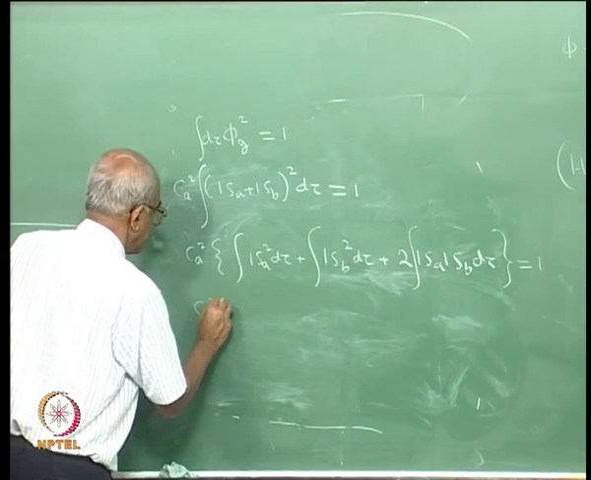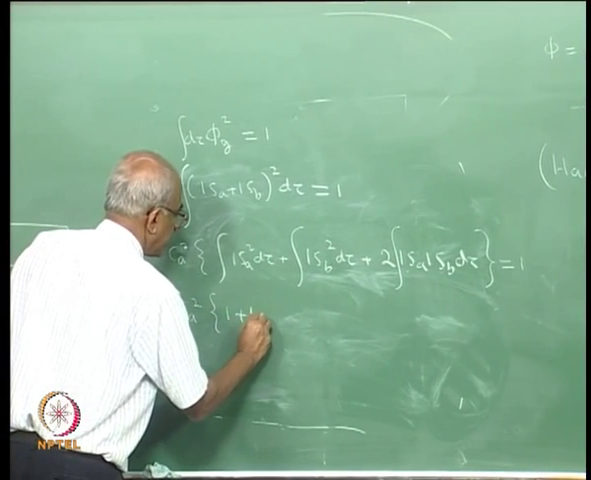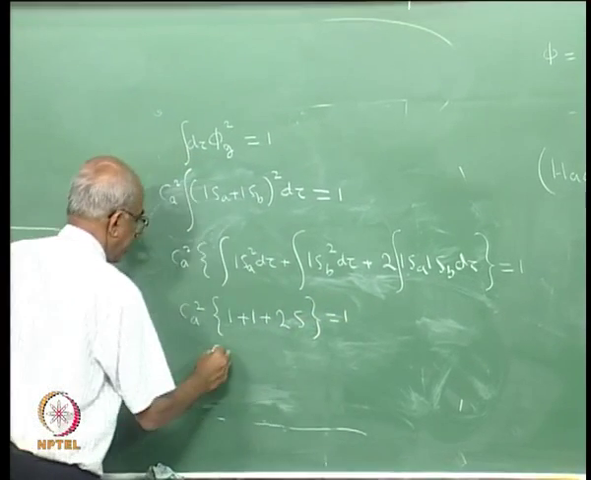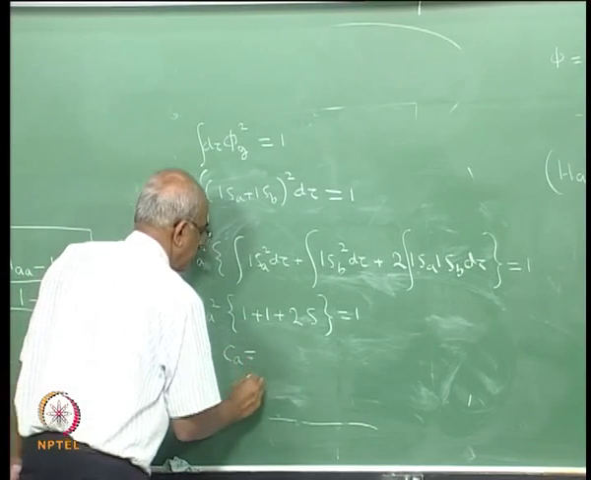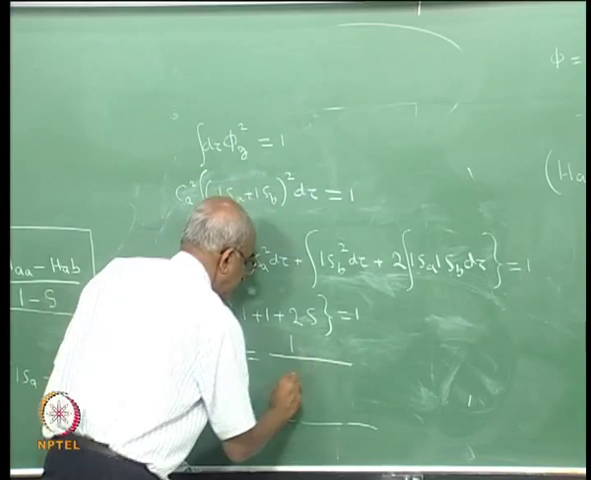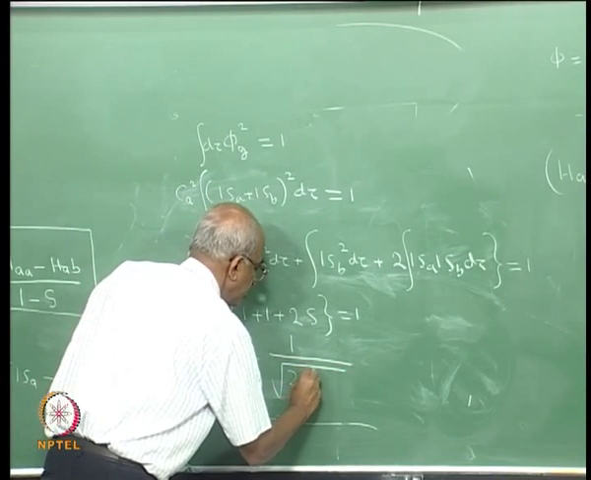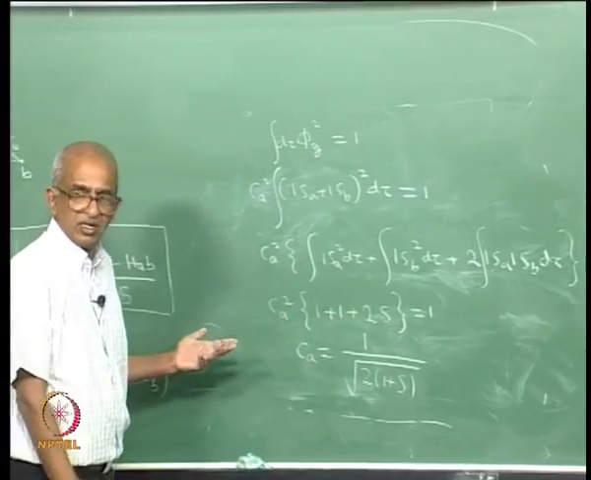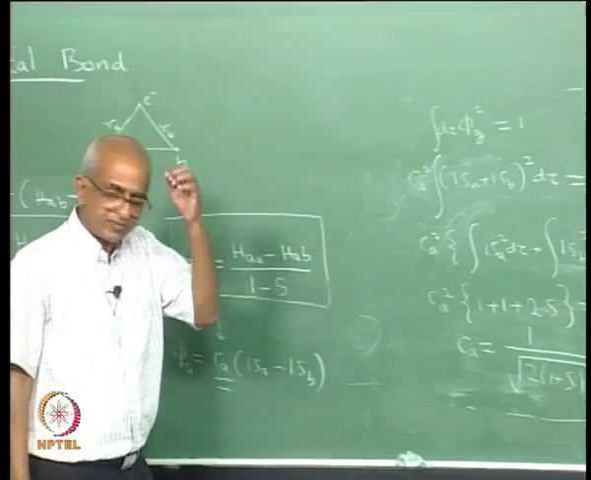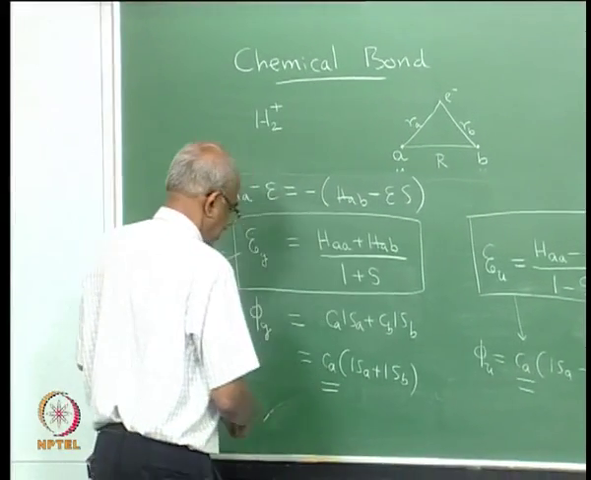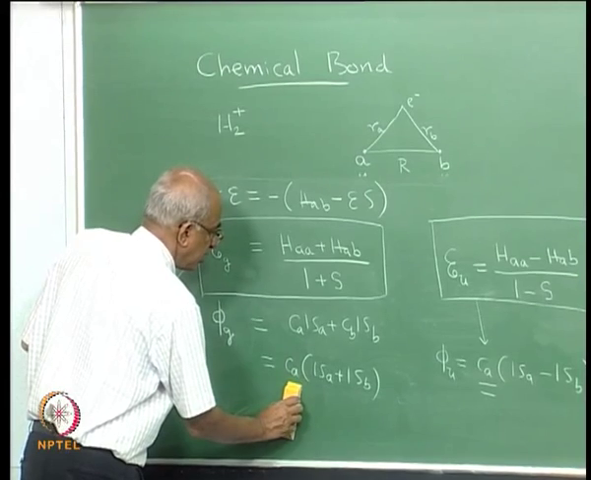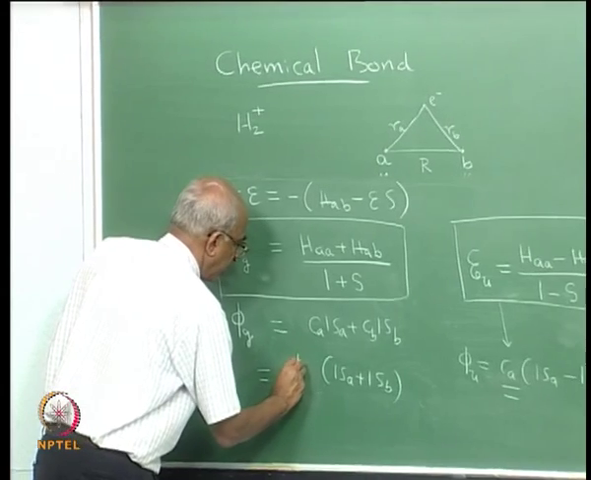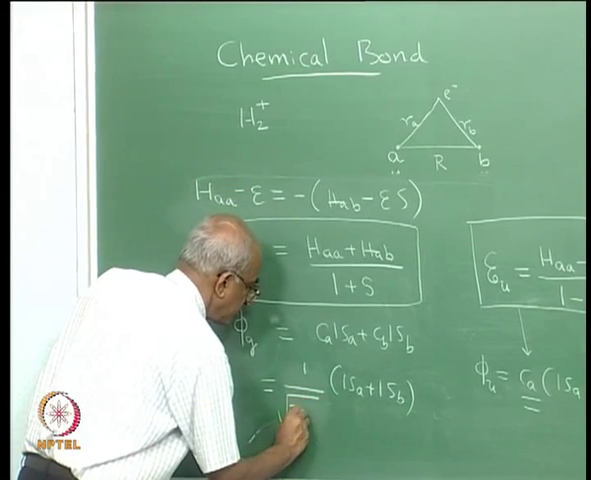And hence what do I find? I find that C A square into 1 plus 2 times S must be equal to 1, which implies that C A must be equal to 1 by square root of 2 into 1 plus S. I mean, if you add this 1 with 1, you will get 2, and so C A must be equal to that. And hence my phi g, let me remove this C A and put it there. So, this phi g must be equal to 1 by square root of 2 into 1 plus S times (1s A plus 1s B).